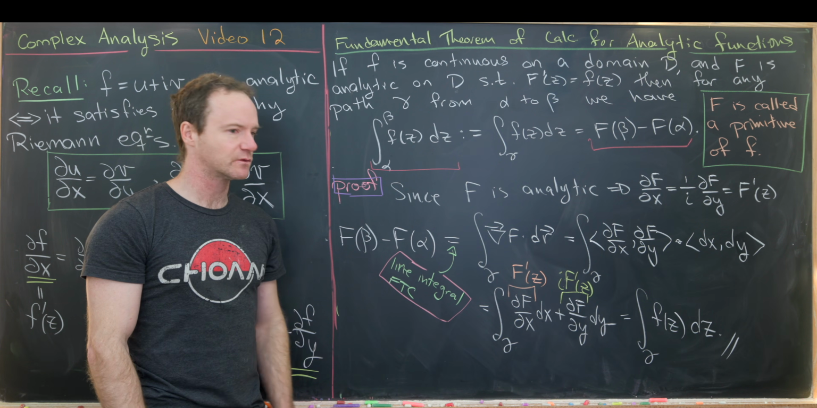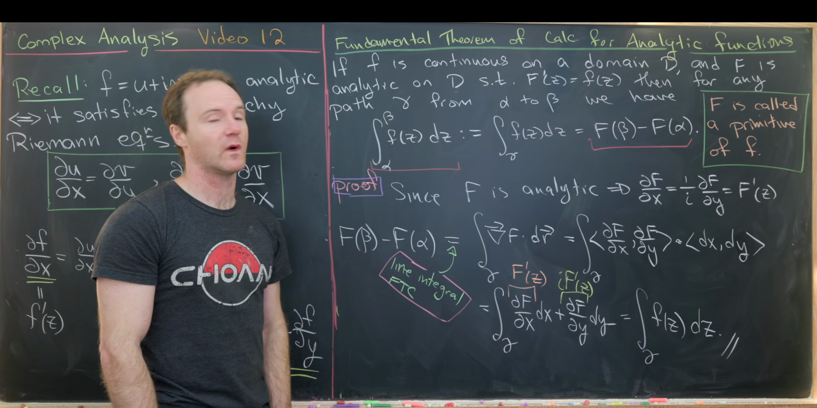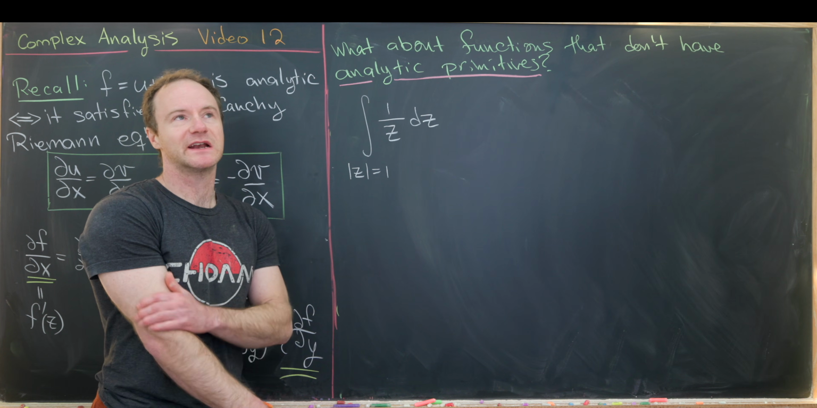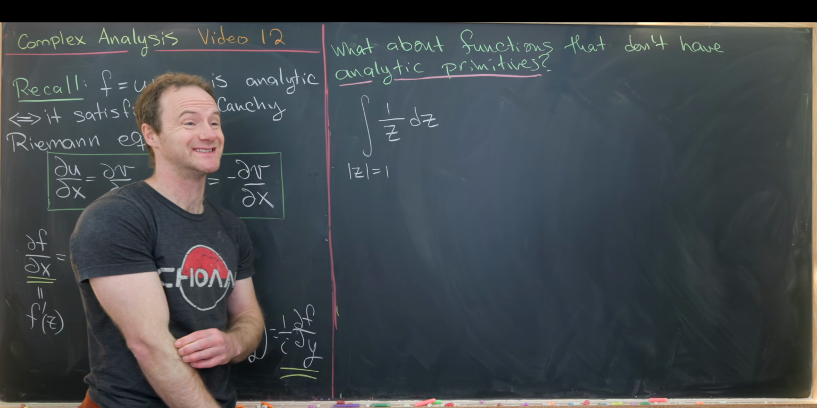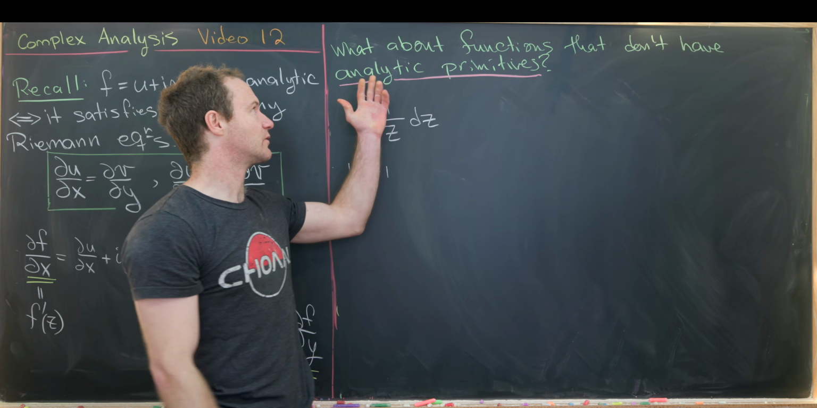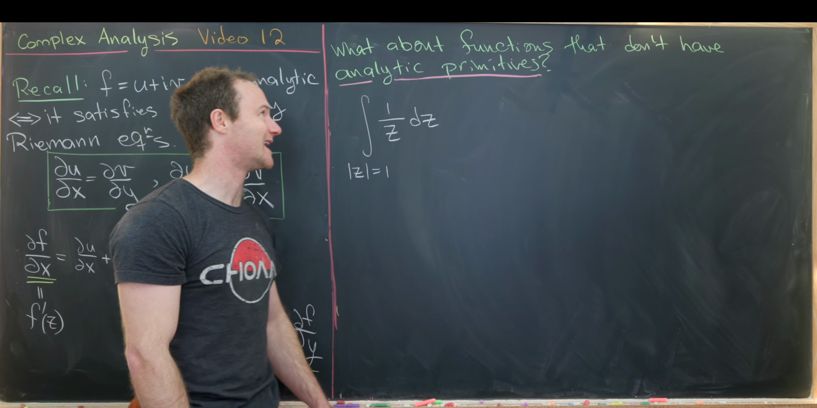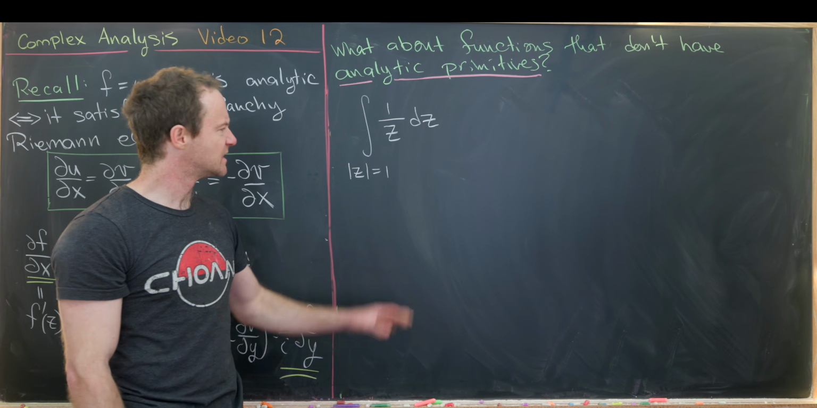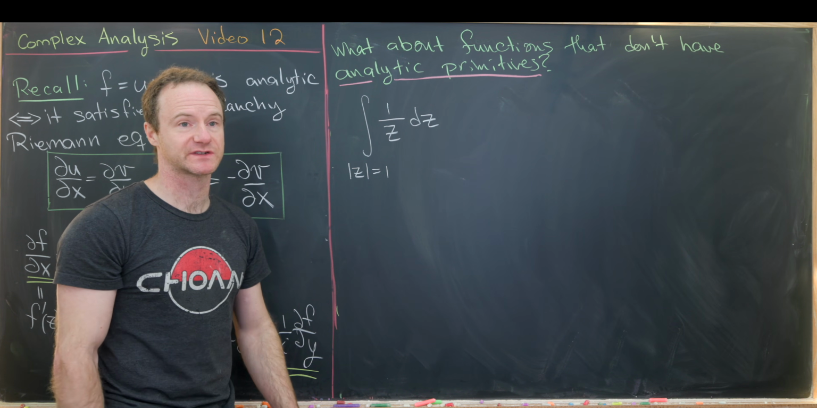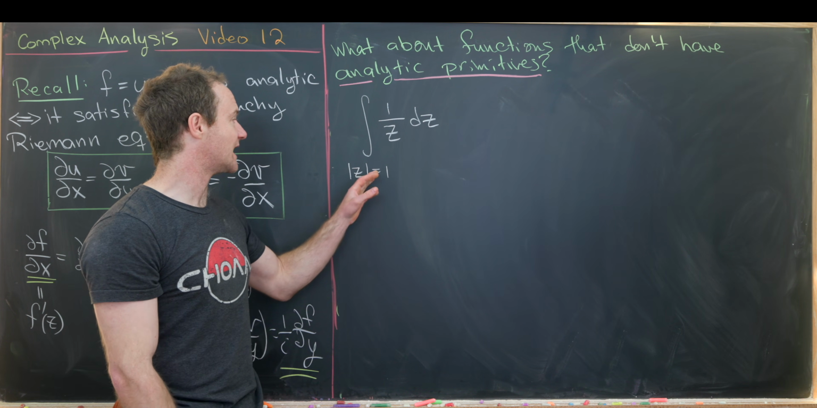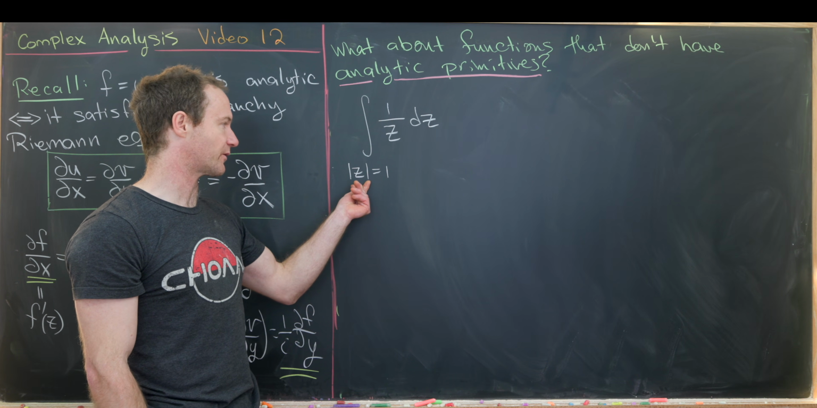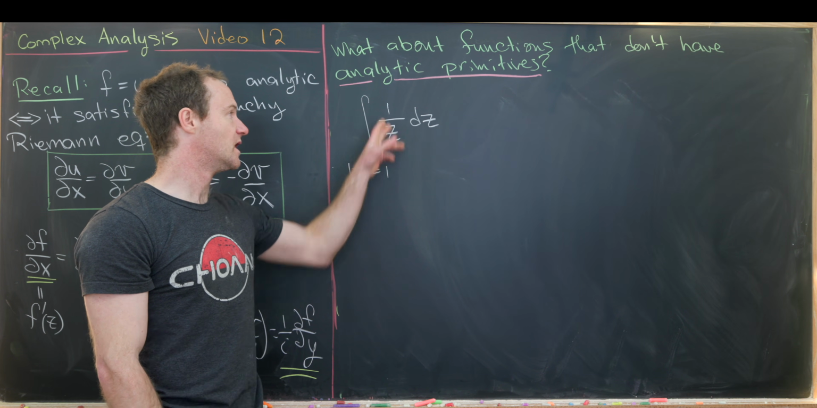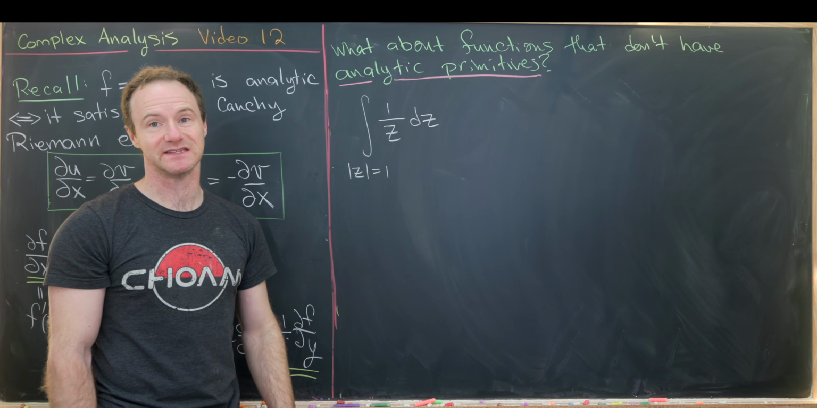So let's get rid of this and we'll look at an example where this is not quite applicable. So now we're going to look at an example when the fundamental theorem of calculus for analytic functions does not apply. And that is the case when a function does not have an analytic primitive. So this is maybe the classic first type of example. And that is the integral over the unit circle, so that's everywhere where the modulus of z equals 1, of 1 over z dz.